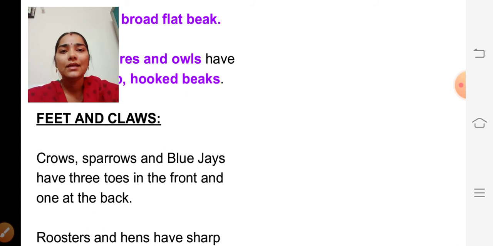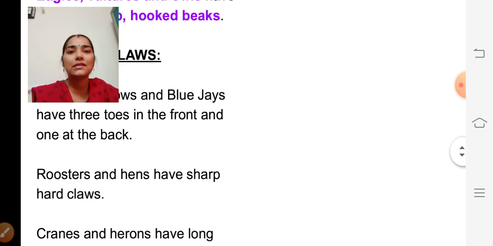Okay children. Next one is roosters and hens have sharp, hard claws because they scratch the sand and search for their food, isn't it? Food like worms, insects like that. So they have sharp, hard claws.